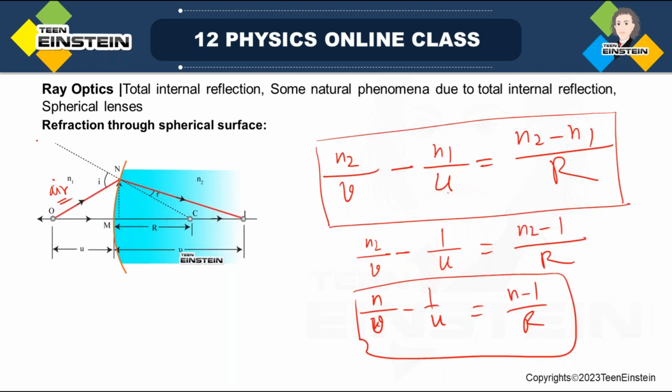Next day we'll discuss similar kinds of things, like if we keep the object in the denser medium and then see the image in the rarer medium, what is going to happen, etc. We'll be seeing. Okay, and in that case how to take the sign of U, V, etc., we'll be discussing in detail.